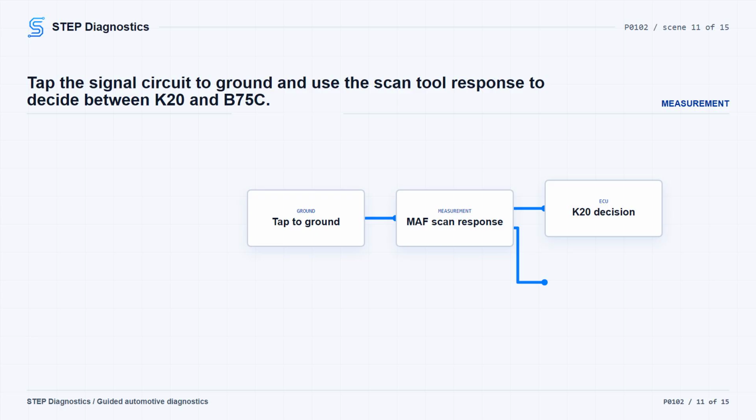Power down, disconnect the K20 engine control module connector, turn the ignition on in service mode, and test for less than 1 volt between signal circuit terminal 2 at the component harness and ground.